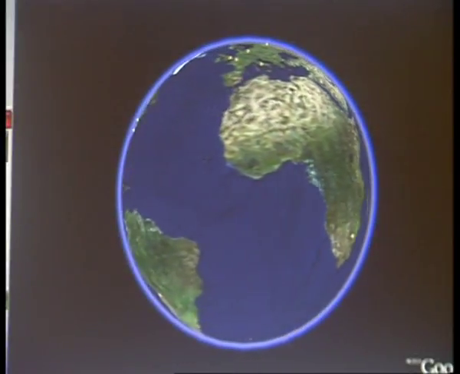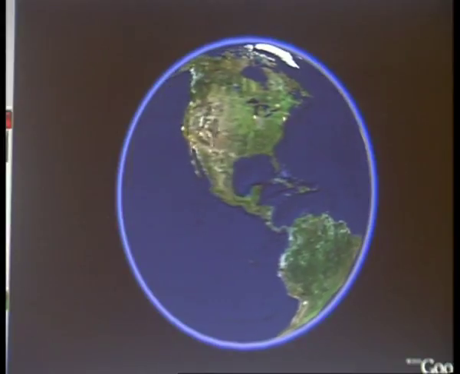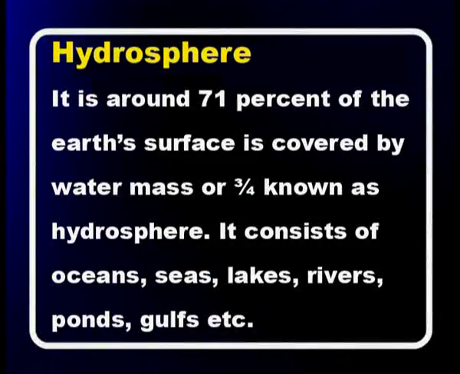Hydrosphere, which consists of oceans, seas, lakes, etc. Around 71% of the earth's surface is covered by water mass, or 3/4 is hydrosphere. It consists of oceans, seas, lakes, rivers, ponds, gulfs, etc.